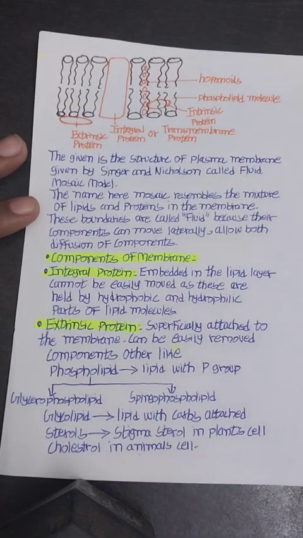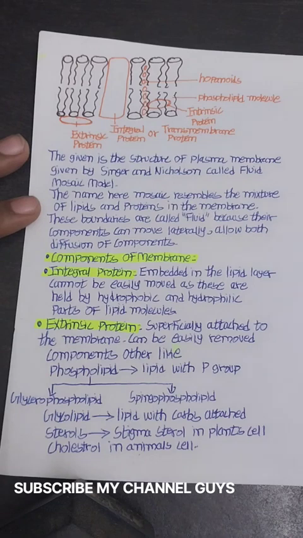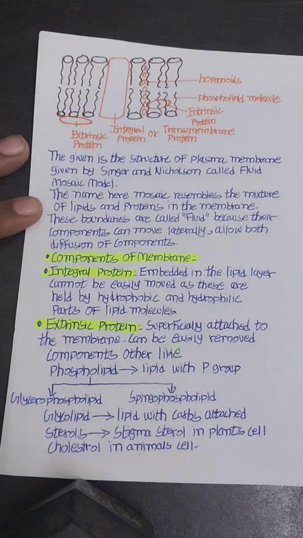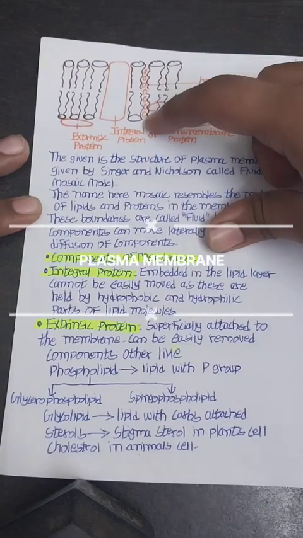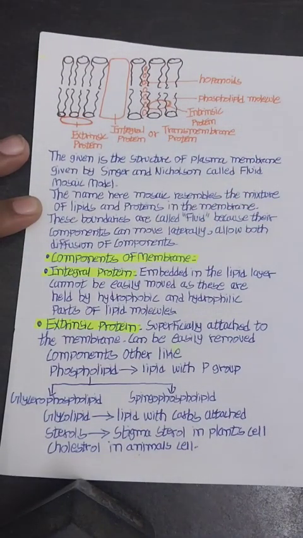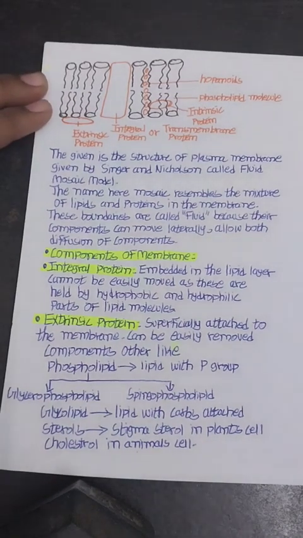Hello guys, today we'll discuss a very interesting topic, which is the structure of the plasma membrane. This is the basic structure of the plasma membrane, which is found in animal cells, plant cells and bacterial cells also. The structure which we see here is the model given by the scientists Singer and Nicolson, and this model is called the fluid mosaic model.